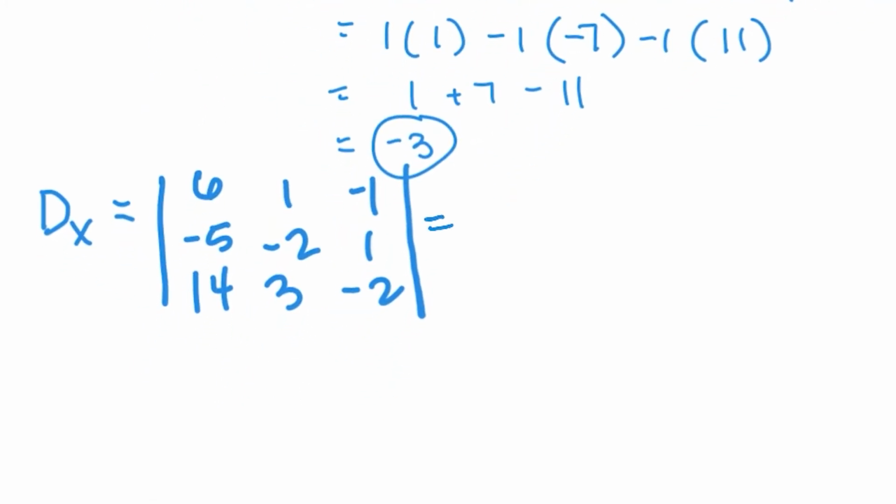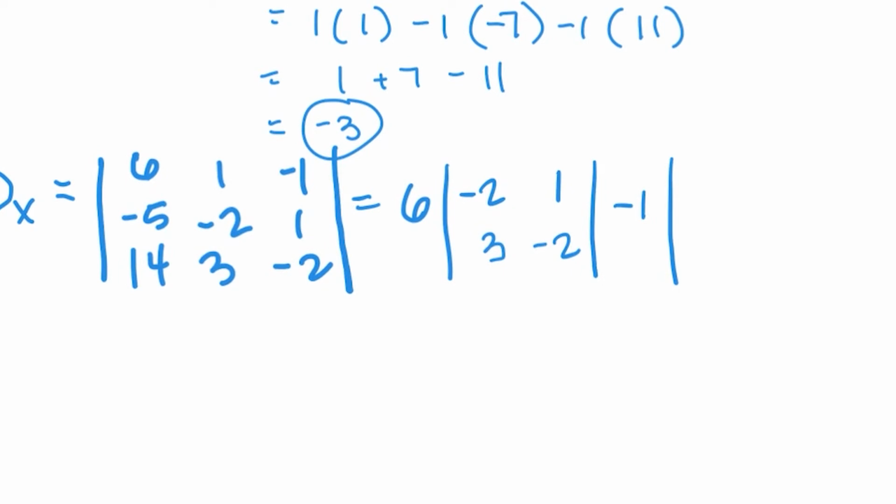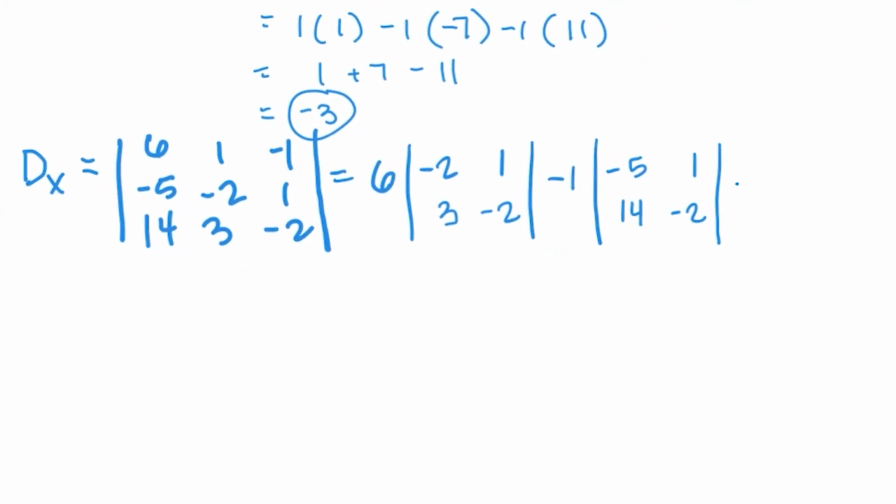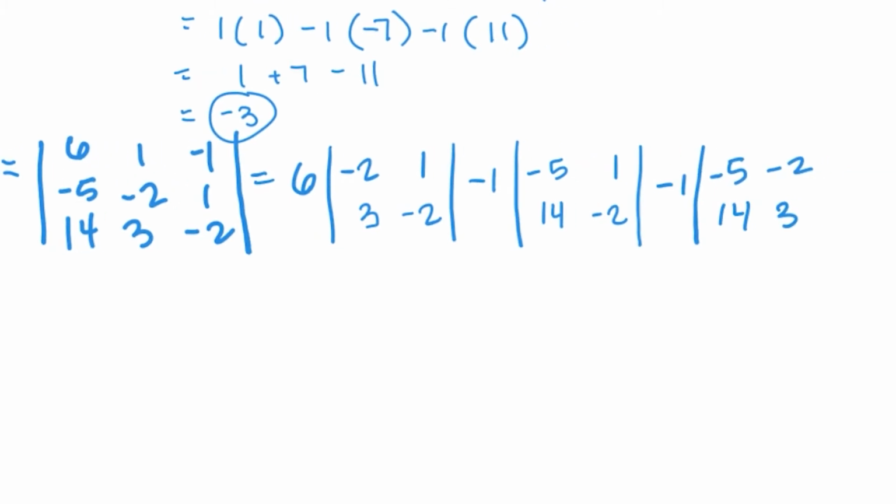Okay, so setting up these 2 by 2s, 6 goes in front of our first one. Inside we have -2, 1, 3, -2. Then -1 times -5, 1, 14, -2. And then plus a -1, so -1 times -5, -2, 14, 3.